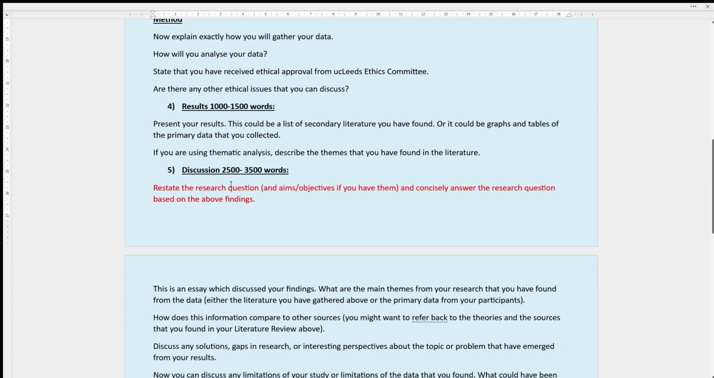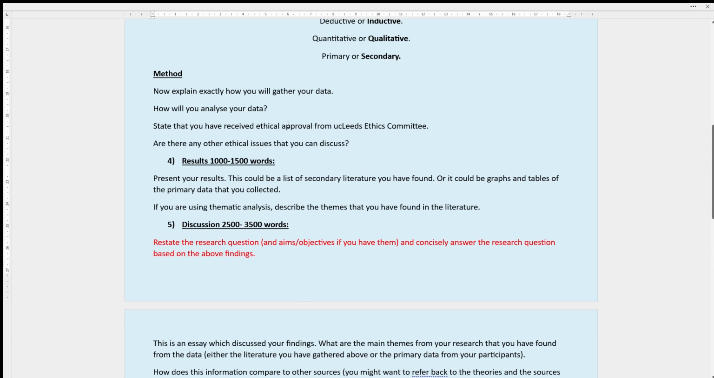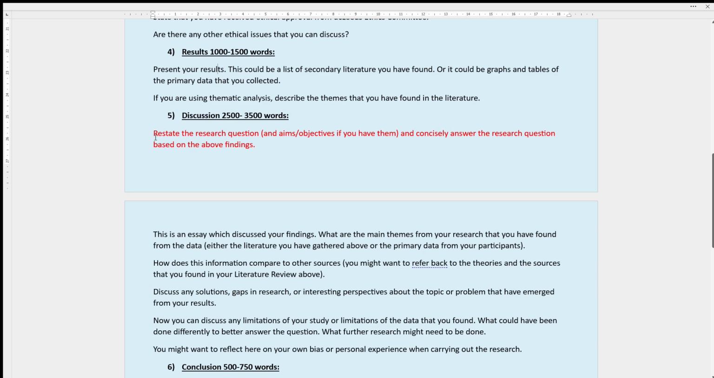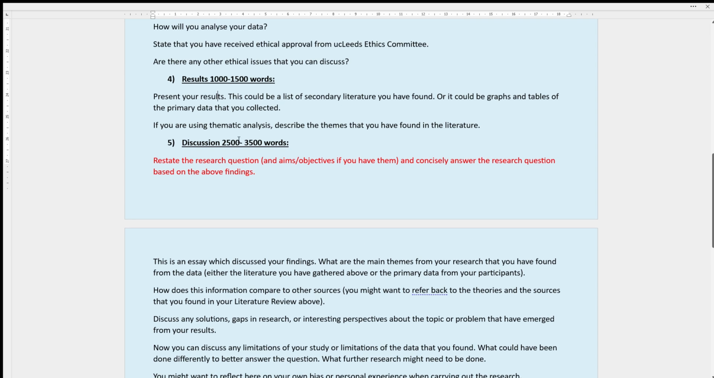So then we get into the biggest bit. Again, everything's in response to the research question. The discussion starts with you might want to restate the research question, or the aims, objectives, or the hypothesis, and answer the research question. That's how your discussion should start. So really, any reader should be able to read that results section and answer the question themselves. So you're just really stating the obvious from that results section.